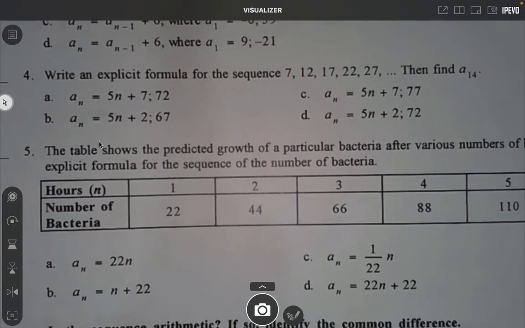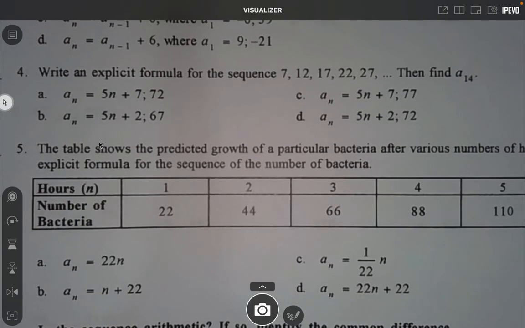All right. For the explicit formula, we need to first find it and then find the 14th term. So on this one, let's see. What am I doing to get from 7 to 12 to 17 to 22 to 27? What am I doing? Plus 5. So I know I'm adding 5.